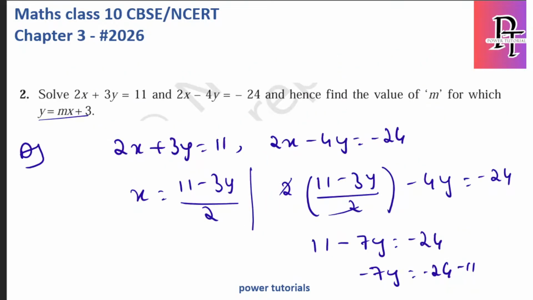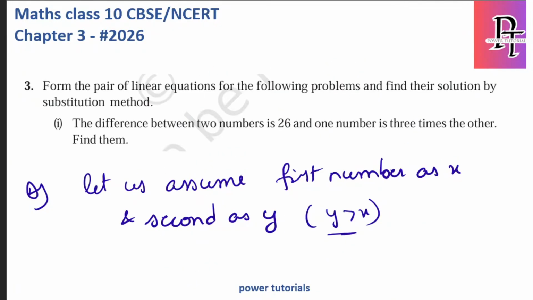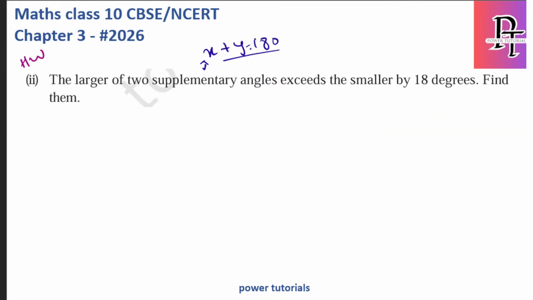Let's move to another homework question. Okay. We have one substitution homework. What is the question? The larger of two supplementary angles exceeds the smaller by 18 degrees. Find the angles. So the hint I have provided you, two supplementary angles means x plus y, that is the sum of both the angles should be equal to 180. The second equation is the larger of two exceeds the smaller by 18. So if I consider y as the larger, then it exceeds x by 18 degrees.